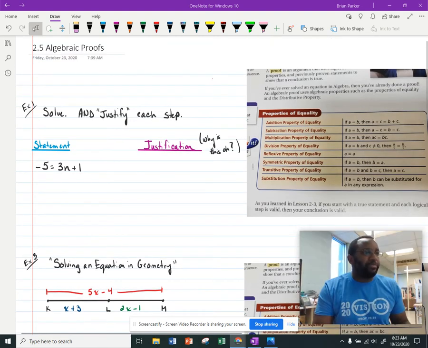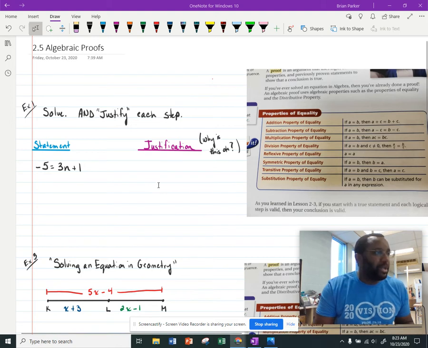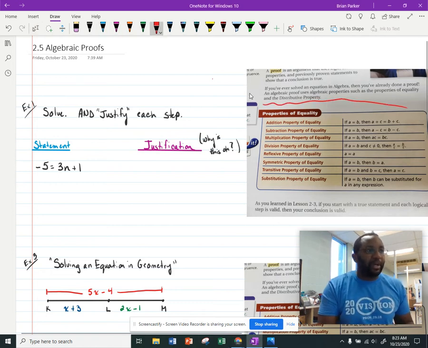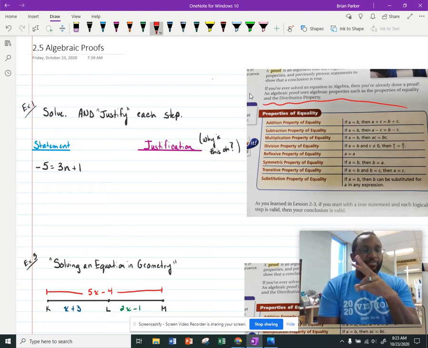We're doing algebraic proofs, and I got a little bit of help for you guys on the screen right here. I'm trying to tell you, use this screen that has all these properties in it. Use it, use it, because that's really the only way to get this stuff right. We'll practice these problems in class, so this is just going to be a brief lesson on how to do it.